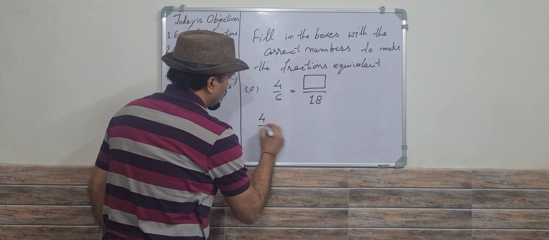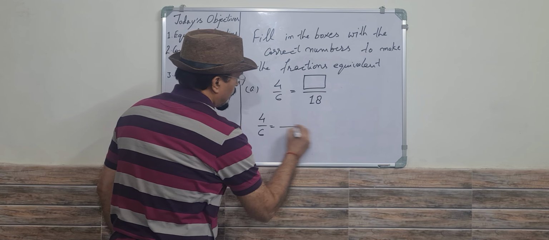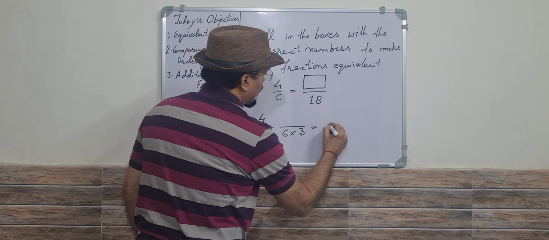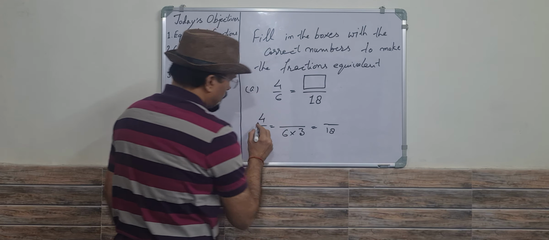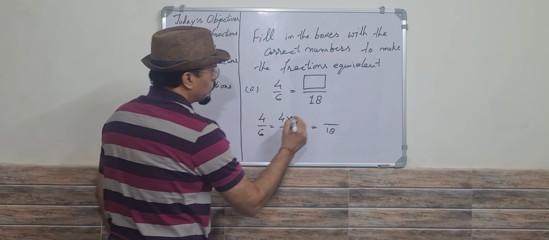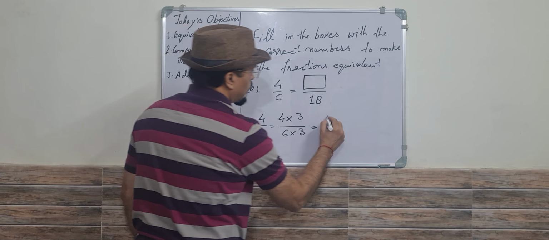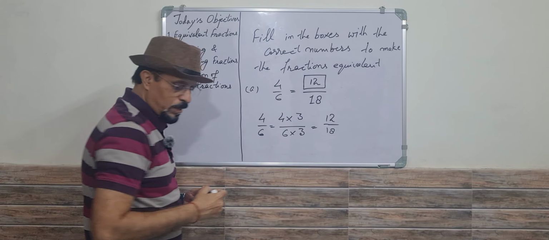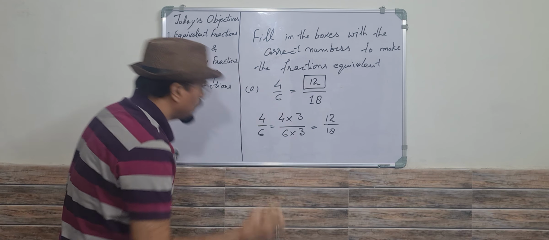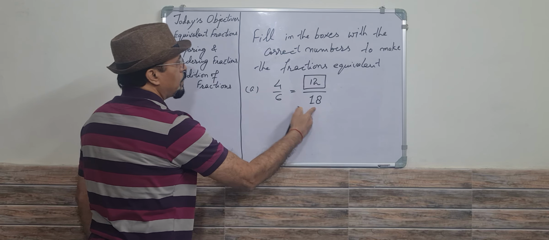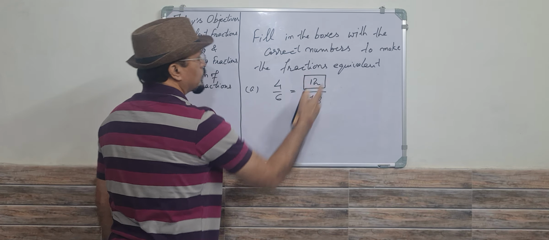So if I write 4 by 6 here, and I multiply the denominator 6 by 3, I get 18. Similarly, I will be multiplying the numerator 4 with the same number. So 4 3s are 12. It means the value which will come here is 12. We can actually do it orally: 6 3s are 18, so 4 3s are 12.